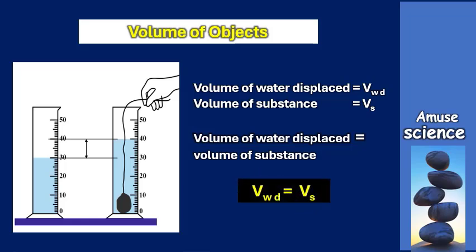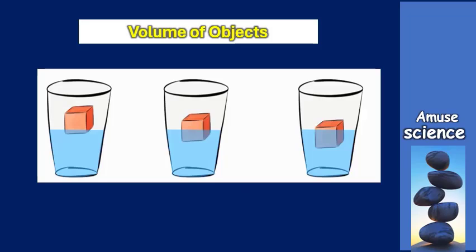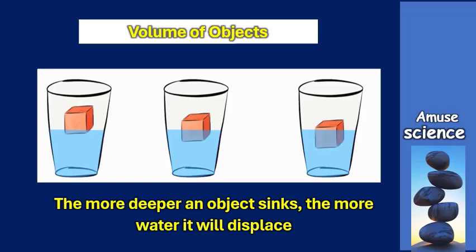Now let us brainstorm a little. Some objects can float more than the other. In other words, some objects can sink more than the other. And so the question is, if an object sinks in a container of water more than the other, is there any difference in the volume of water that is displaced? The answer is yes. The deeper an object sinks in a liquid, the more liquid it will displace.